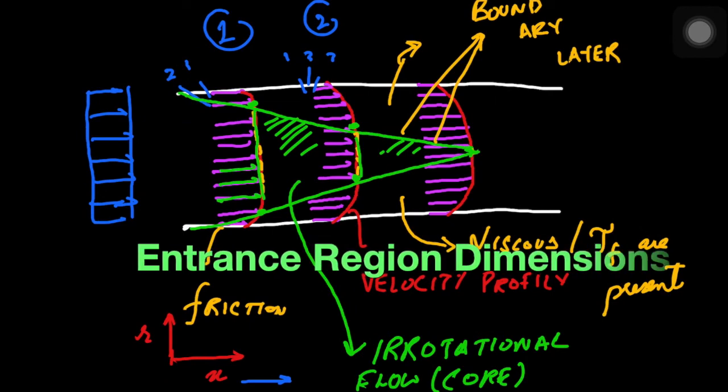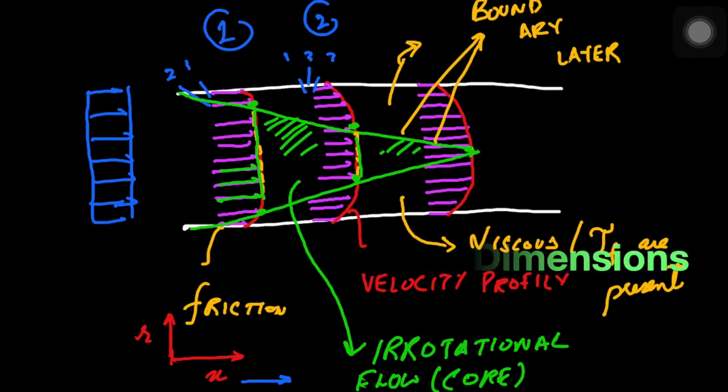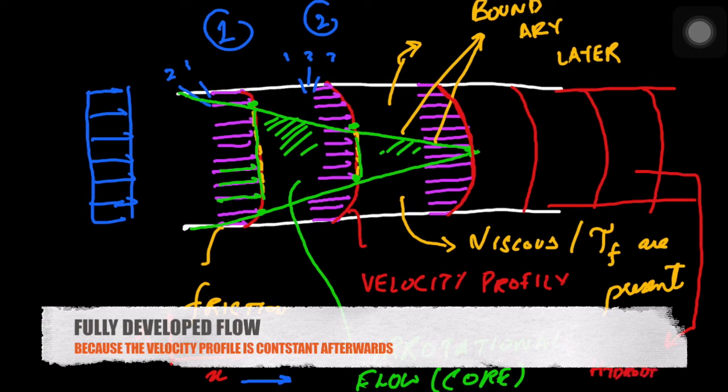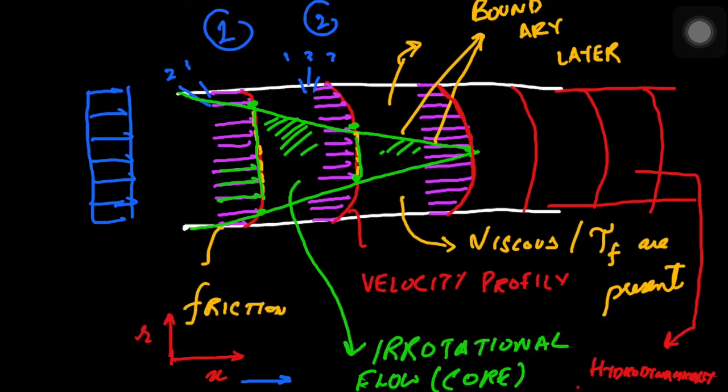So what happens after the boundary layer develops? After the velocity profile is developed, it remains the same, constant throughout the pipe. And once it remains constant throughout the pipe, it is called fully developed flow. Because the velocity profile has developed, it is called hydrodynamically fully developed flow.